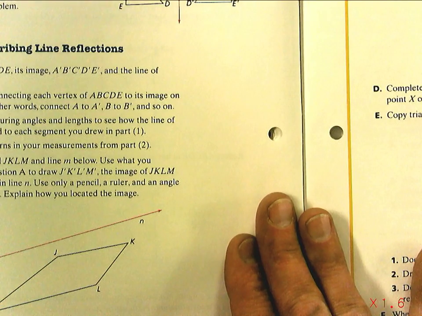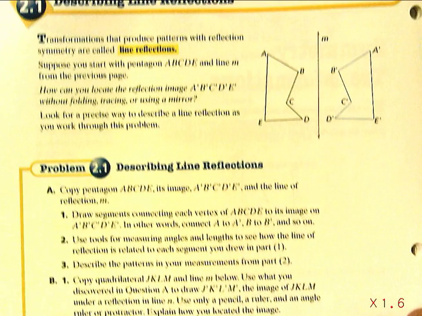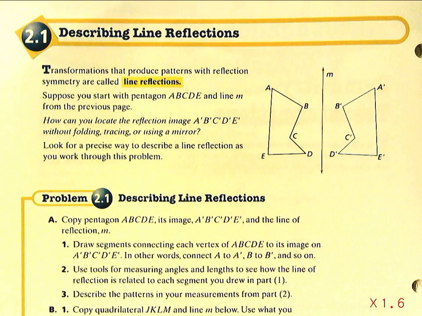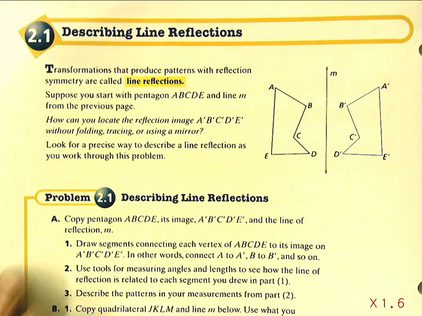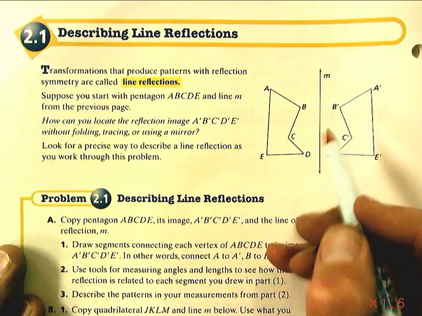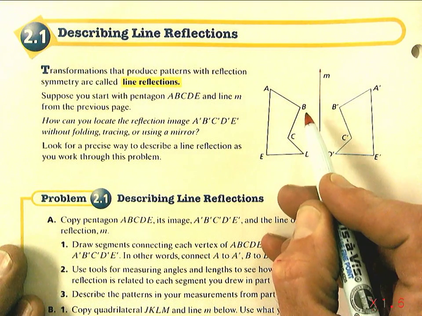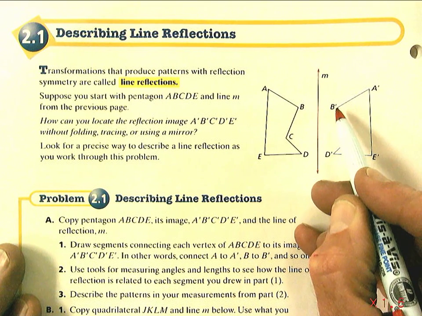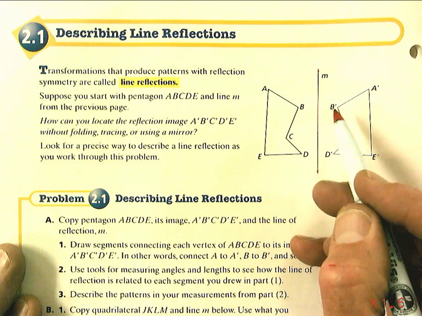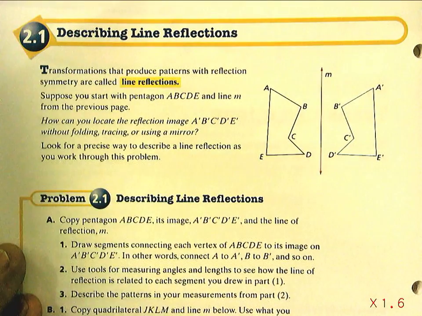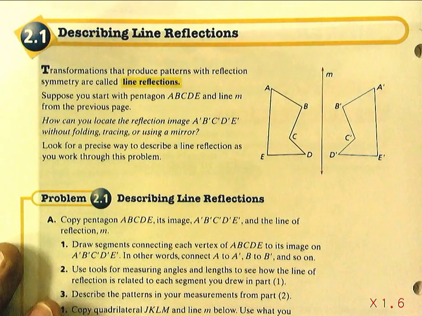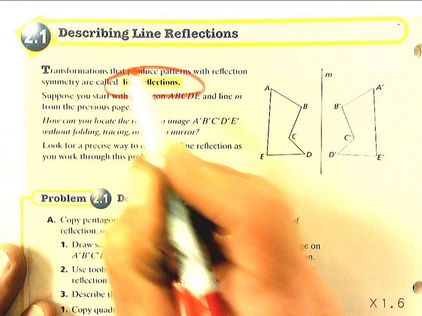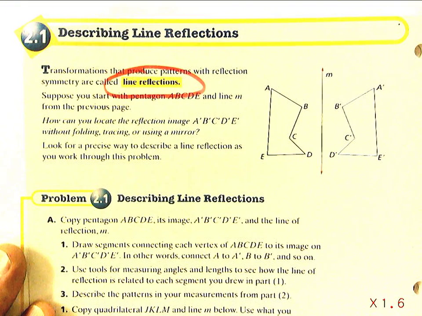Now, the next piece of this is that when we describe line reflections, we describe them using the associated points. So we have one point here that represents B and another point which we call B prime, or the copy of B. And again, these are called line reflections. So we're going to look at the line reflection symmetry that we have in this problem.